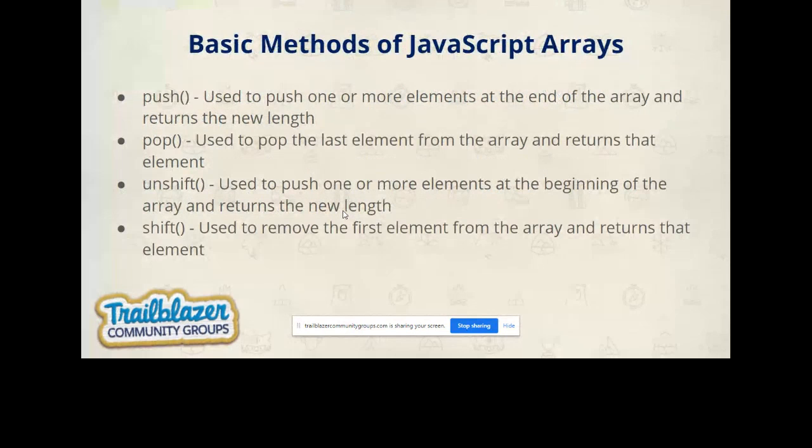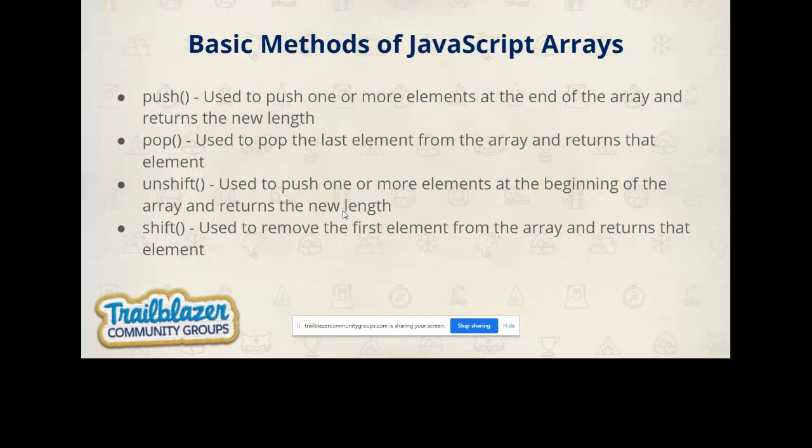So let's move on to the basic methods of JavaScript array now. If we talk about the basics, what can we talk about? Like how can I add elements in the array, or how can I remove elements from the array, right? So we have 4 methods that are predefined in case of JavaScript arrays for adding and removing elements. These methods are push, pop, unshift, and shift, right?